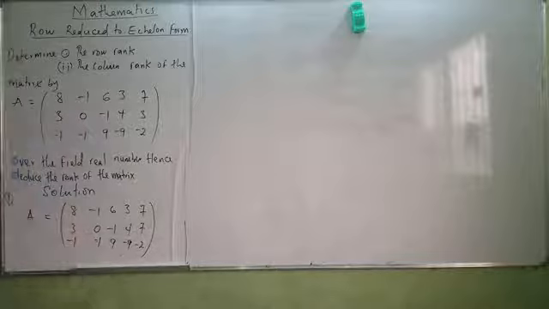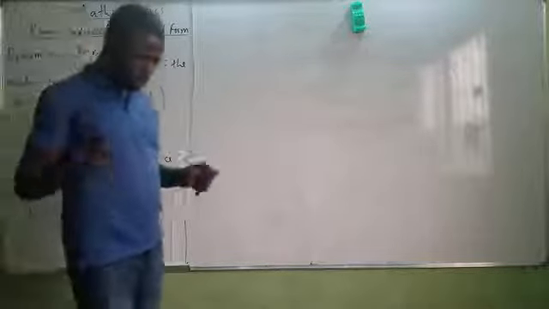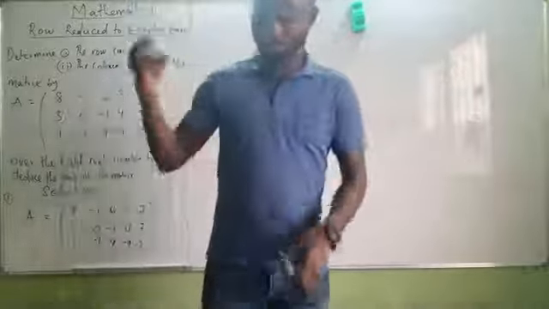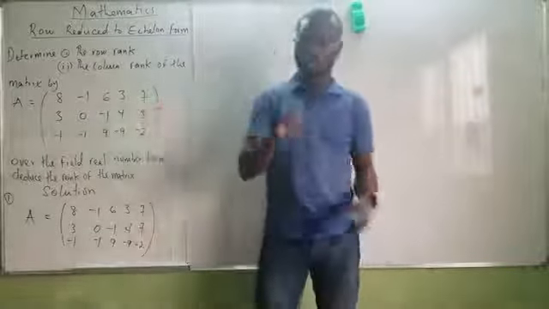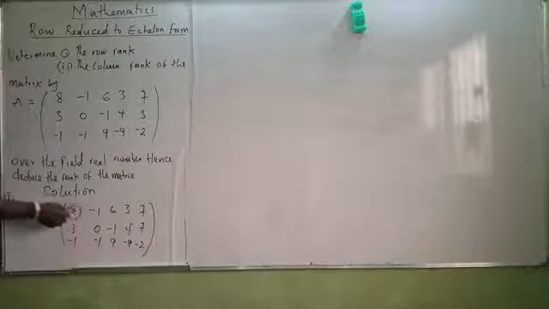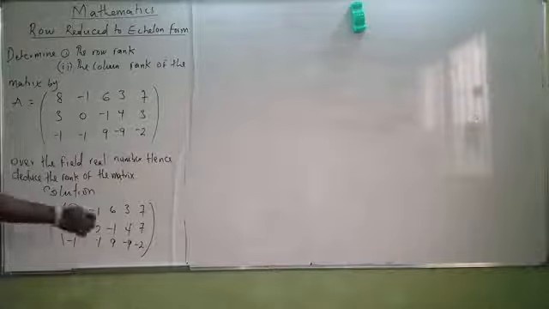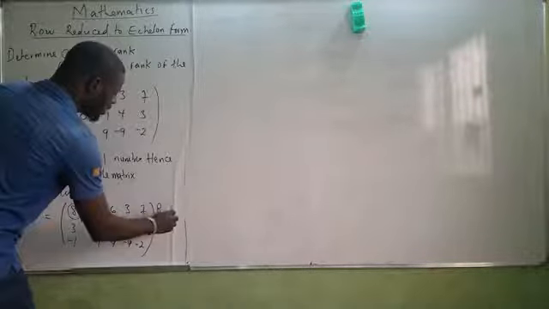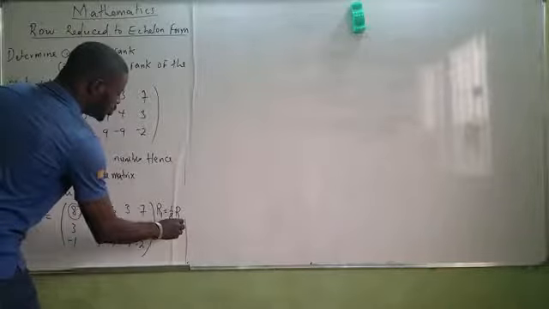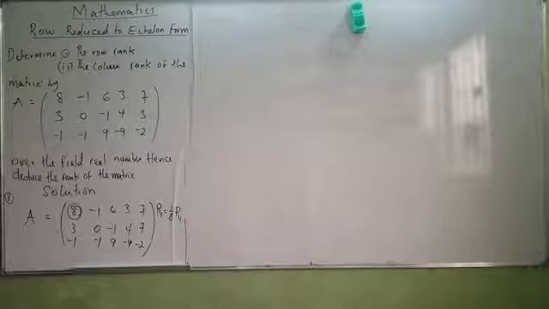That's what I'm having. Now, the first thing I will do, don't forget what I told you in the previous video: in an echelon form, the leading entry must be 1. It means this must turn to 1. How do I turn that to 1? It means row 1 will be equal to 1 over 8 of row 1. That is what I will do first.